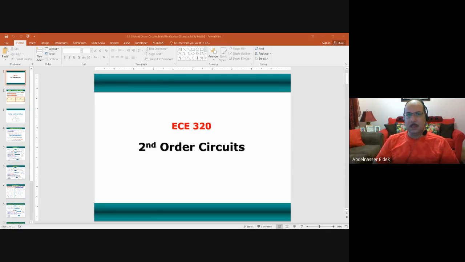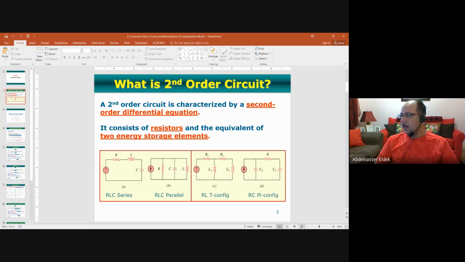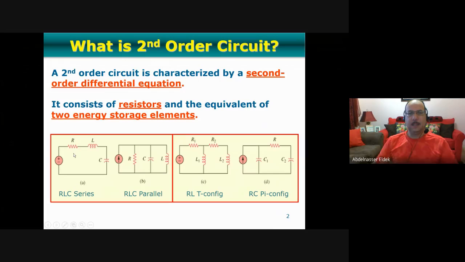Hello. This chapter is about the second order circuit, and the second order circuit is any circuit that has two storage elements, like for example L and C. So, like this one, for example, if we have L and C together, then in this case we call this second order.